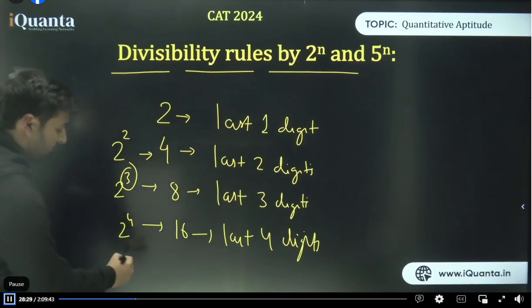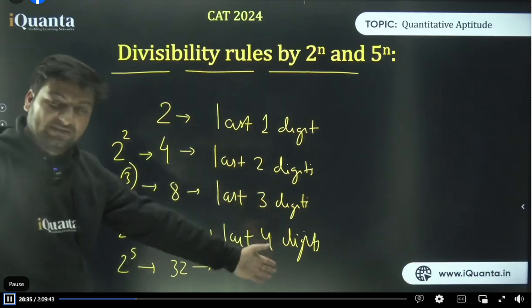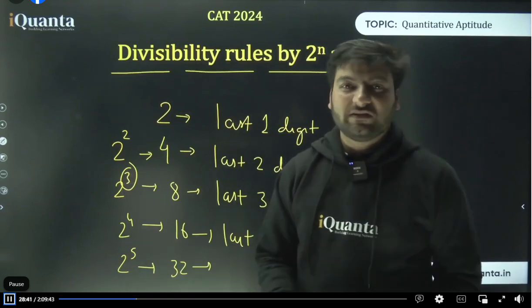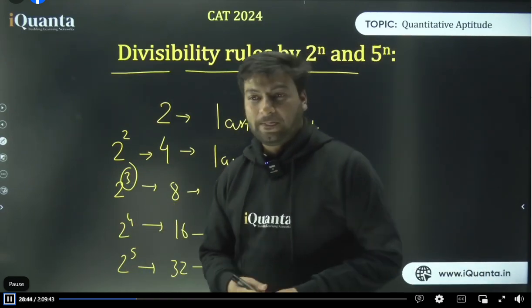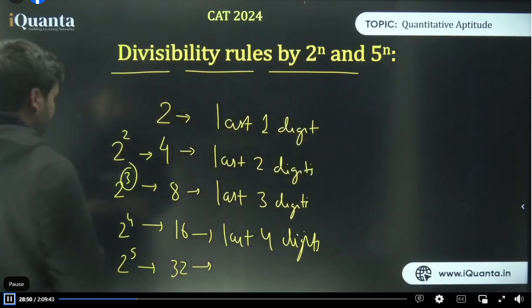Great. So ऐसे ही अगर आप 2 to the power 5, that means 32 का divisibility निकालोगे, that will be check last 5 digits. And 32 से ऊपर usually CAT में नहीं आता. Okay, अगर आएगा भी तो you know it, 2 की power 6, that means 64 का if they ask, you will check the last 6 digits. Okay? Fine.